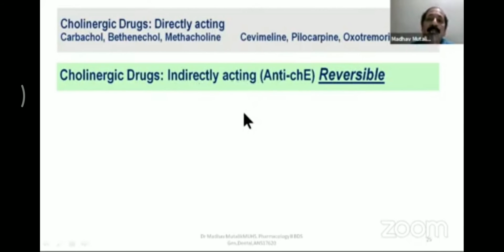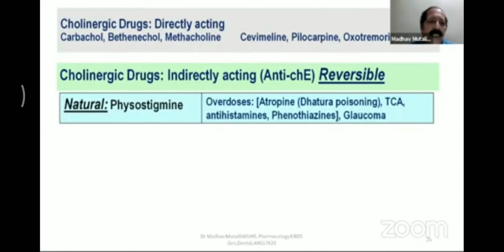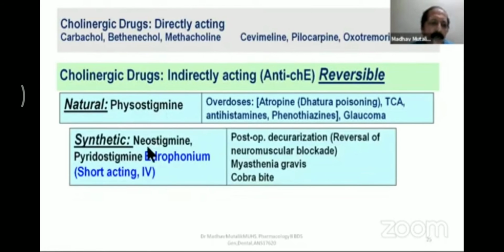They are anticholinesterase drugs. The reversible anticholinesterase drugs, first one is physostigmine, which is useful in atropine overdose and in overdose of many drugs, and very rarely it is used in glaucoma. The next one is, of course, neostigmine, pyridostigmine, which you have heard of because of myasthenia gravis. And there's a drug called edrophonium, which is a short-acting drug and used always intravenously.